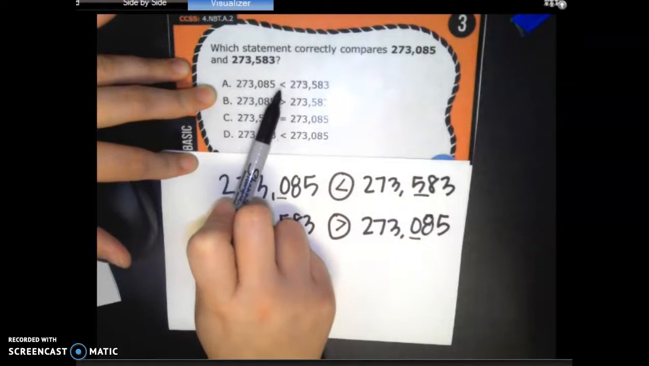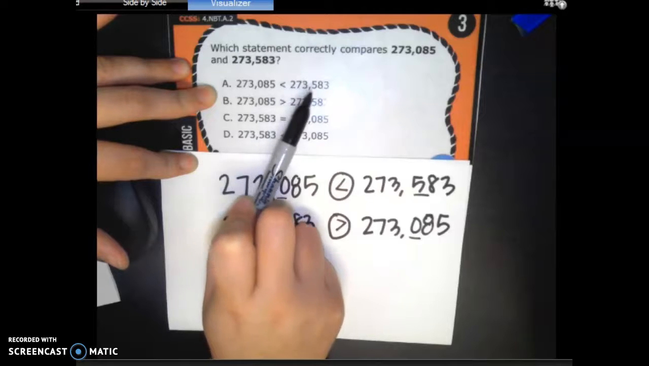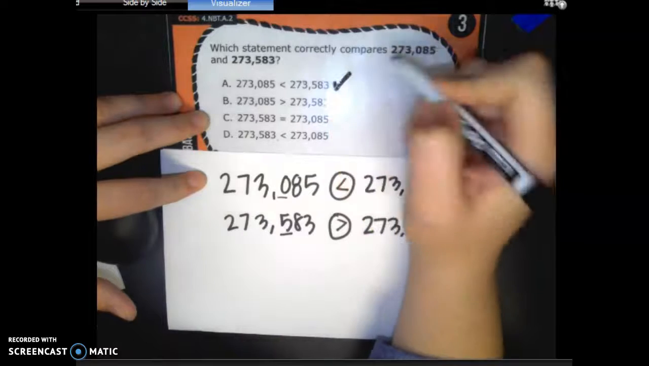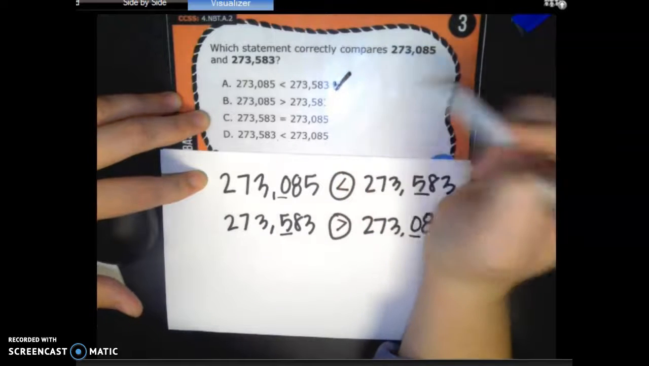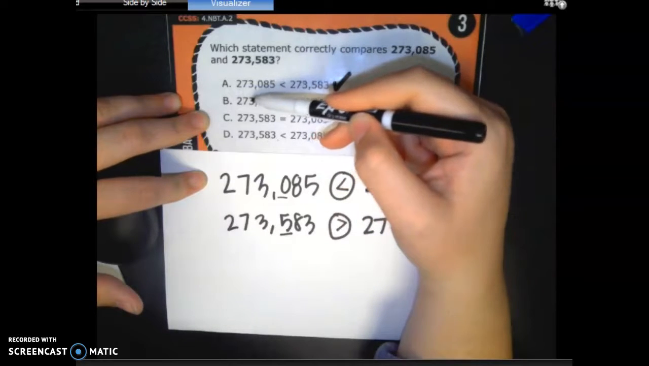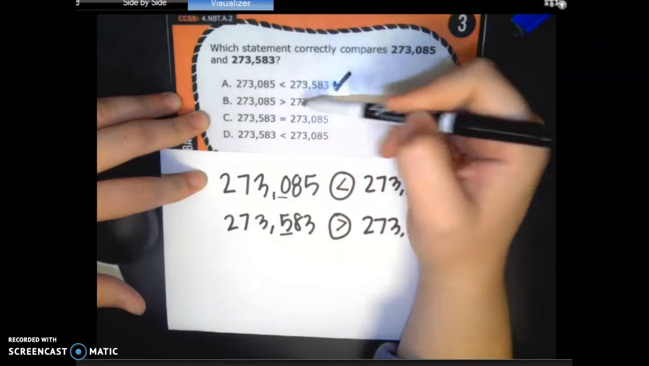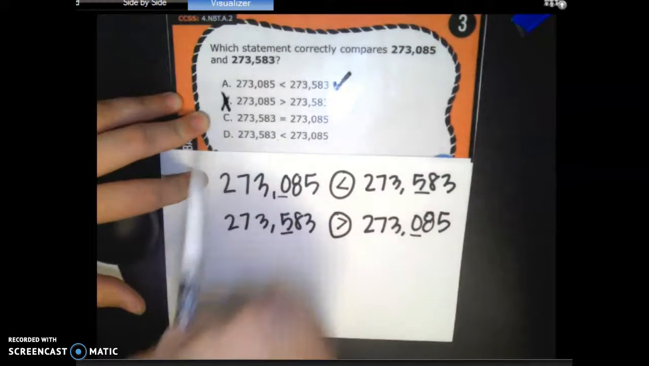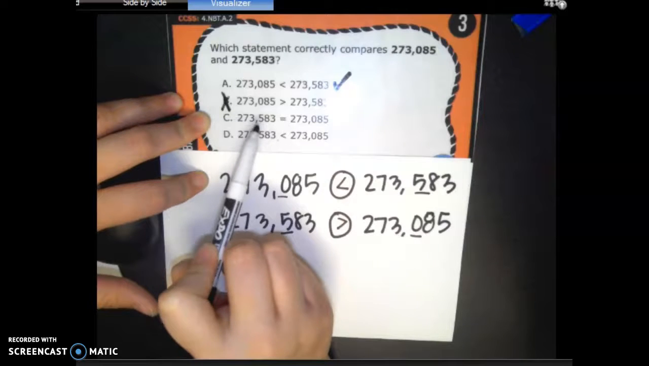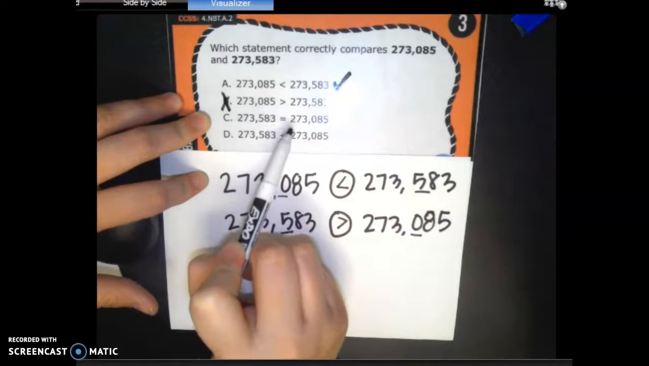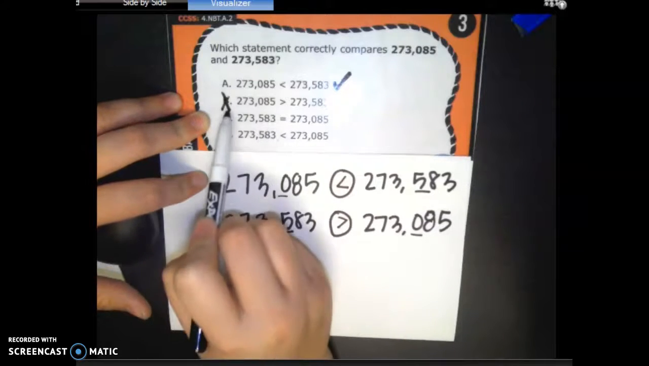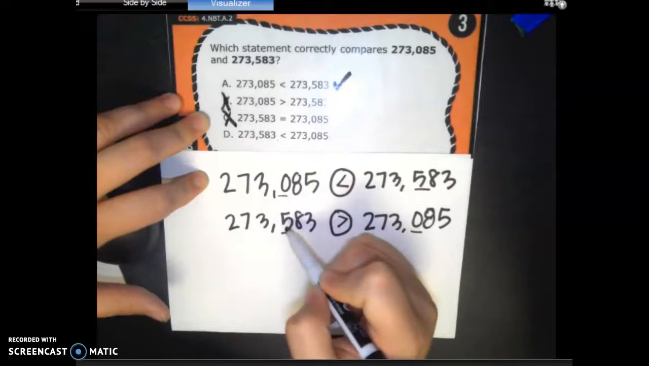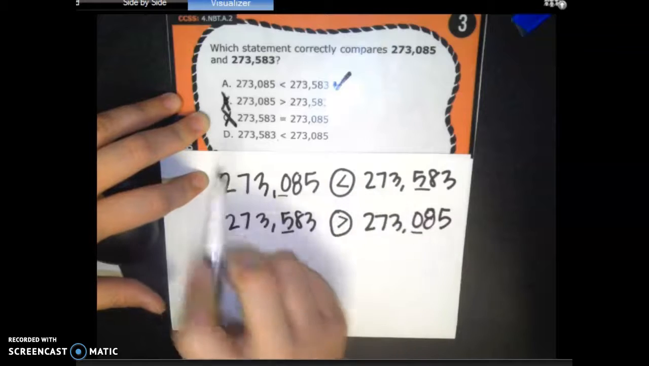273,085 is less than 273,583. Did we say that as an option? We did. I'm going to put a little check by it because we need to check all of our answers. 273,085 is greater than 273,583. We know that is not true. 273,583 is equal to 273,085. No, they are not equal. Remember, the 0 in our hundreds and the 5 in our hundreds make that not true.